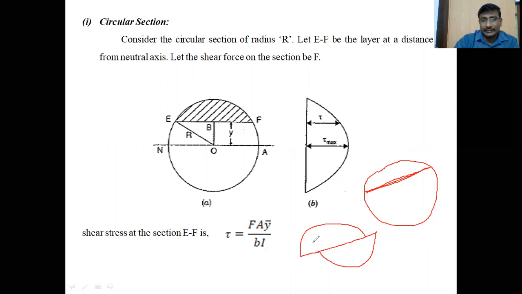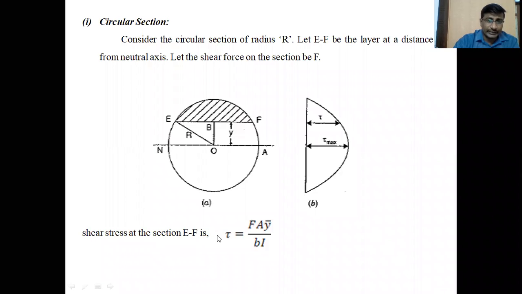If we slide at the particular layer in this direction or in this direction, the area below slides, and the sliding action takes place at that particular layer. Due to the sliding action, the shear stresses will be induced here. Shear stresses will be induced parallel to the applied load. So in that layer, the shear stress formula is this one.